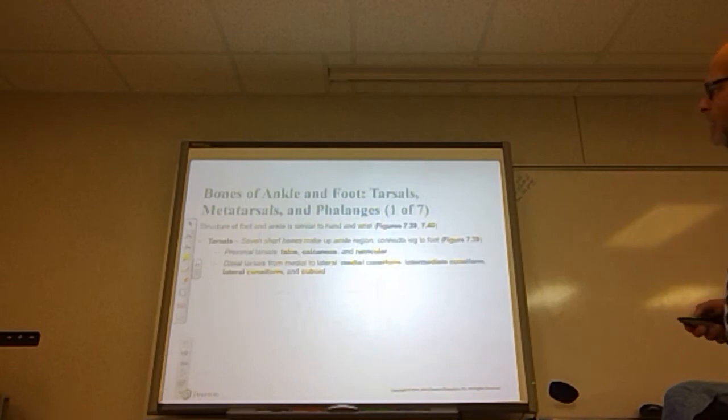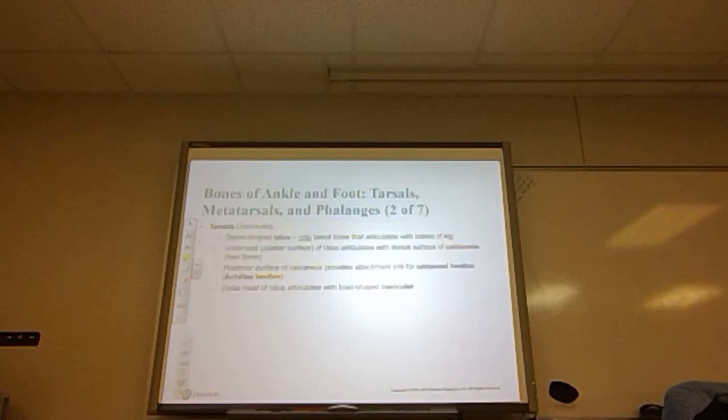Bones of the ankle and foot, again, tarsals, metatarsals, and phalanges. The structure of the ankle and foot is similar to the hand and wrist. It has the tarsal bones, which are the 7 short bones that make up the ankle region, connecting the leg to the foot. You have the proximal tarsals, which are the talus, the calcaneus, and the navicular. And then you have the distal tarsals from medial to lateral. You have the medial cuneiform, intermediate cuneiform, lateral cuneiform, and the cuboid.